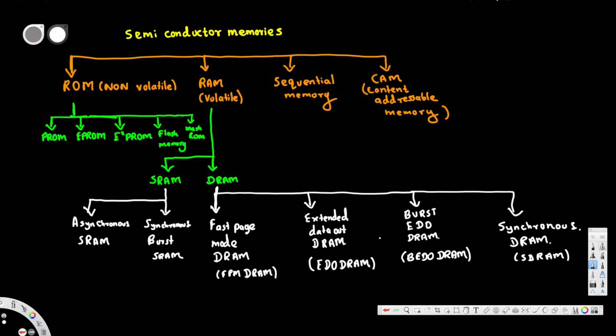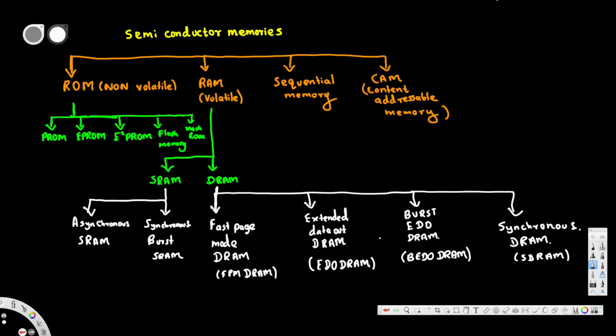Now ROM has classifications: PROM, EPROM, E2PROM, flash memory, and MAC-ROM. PROM means programmable read-only memory, and EPROM is erasable programmable read-only memory. E2PROM is electrically erasable programmable read-only memory, and then flash memory and MAC-ROM. And in random access memory we have SRAM and DRAM. SRAM is static RAM and DRAM is dynamic RAM.